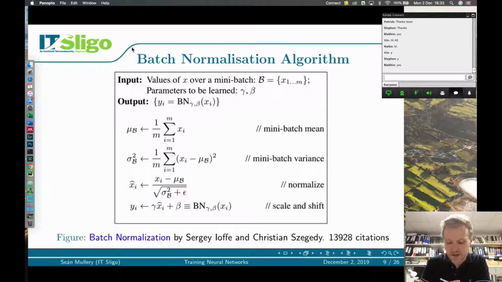There's normally a tiny little number added there, and that's just in case the standard deviation turns out to be 0. Because if it turns out to be 0, you're going to have a divide by 0 and you're going to run into problems. So for that reason, they normally add in a tiny little value there just for numerical stability. Now at this point, what they do is they learn two parameters, which we'll call gamma and beta.